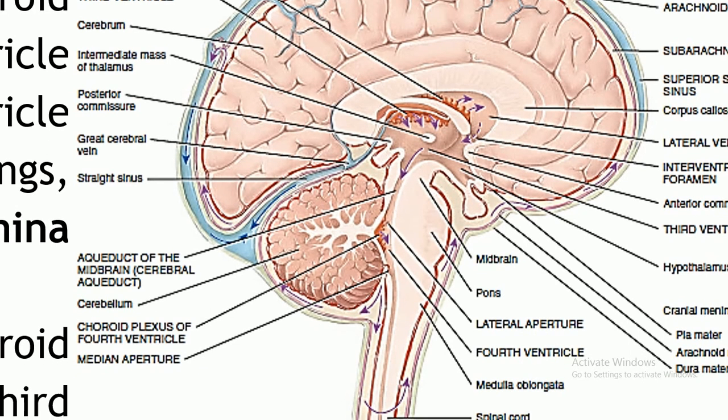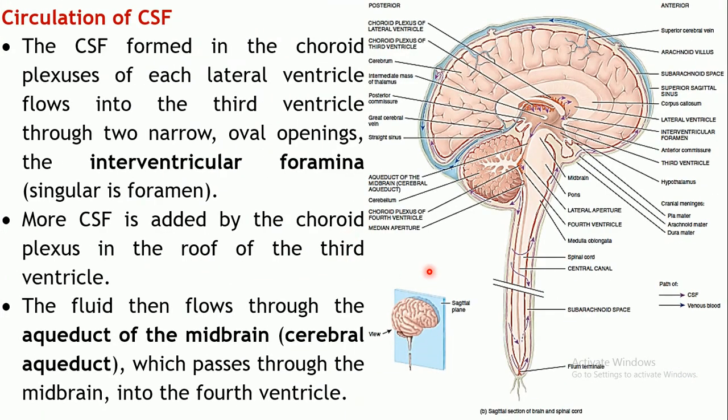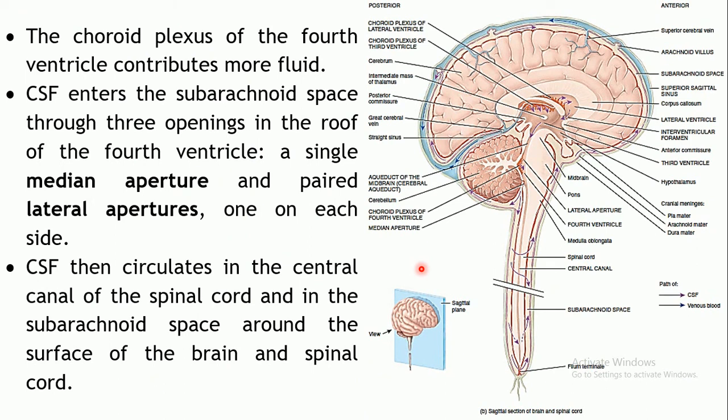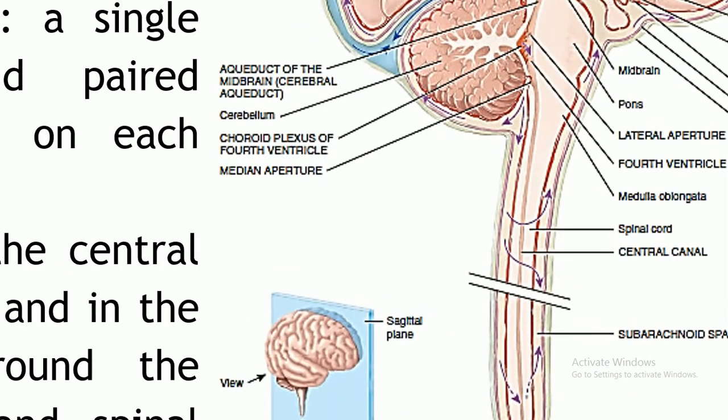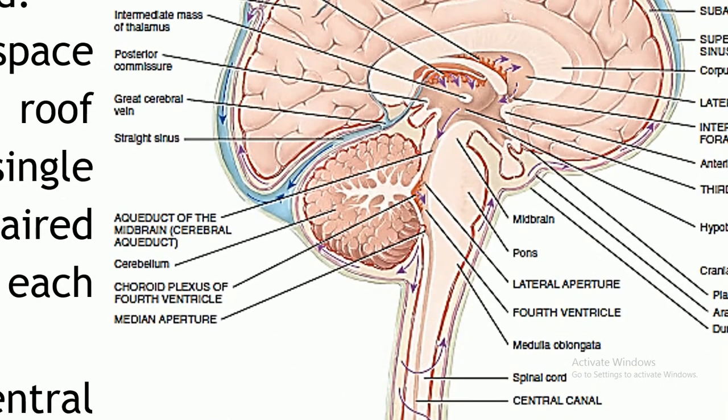And finally, from here it will pass into the subarachnoid space via three openings: a single median aperture and a paired lateral apertures. That's a median aperture, and that's the lateral aperture.